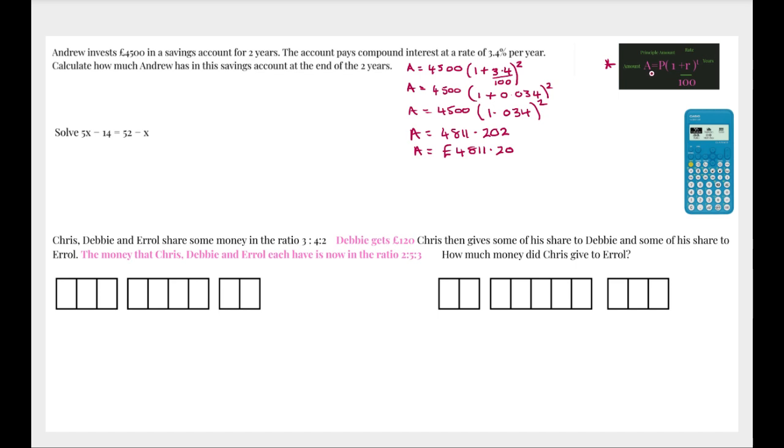So it's all about this formula. You need to understand it, write it down in your revision book. And once you get the formula in your head, you'll be all right with these kinds of questions. But like I said, revise these and know how to use your calculator.